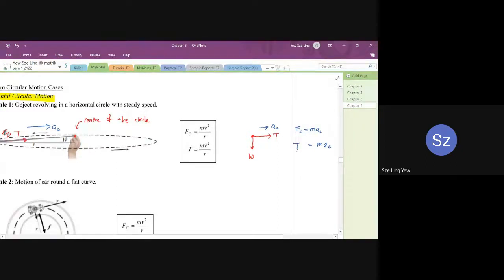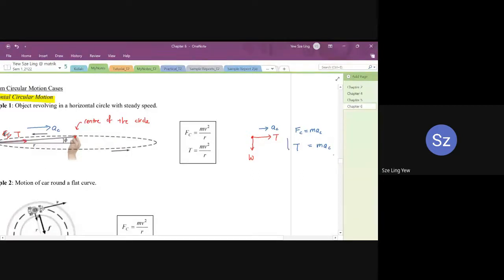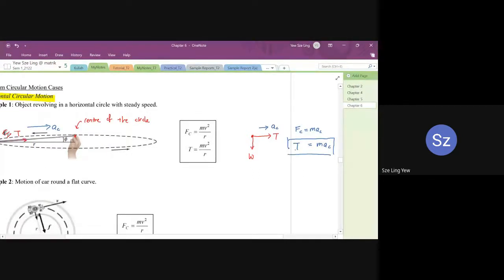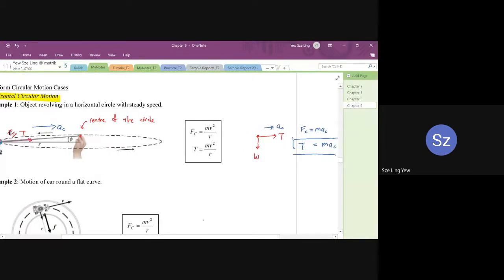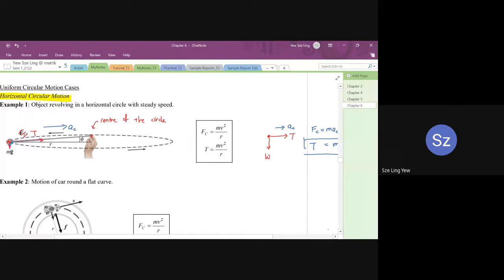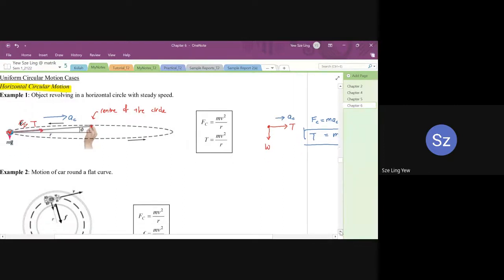Therefore, you just put T in the equation. So the final equation that can be used to represent this diagram to solve this question is T equals MAC. T is the force that keeps my ball moving in a circular motion, to rotate in a circular motion. Right? So let's look at the second example.